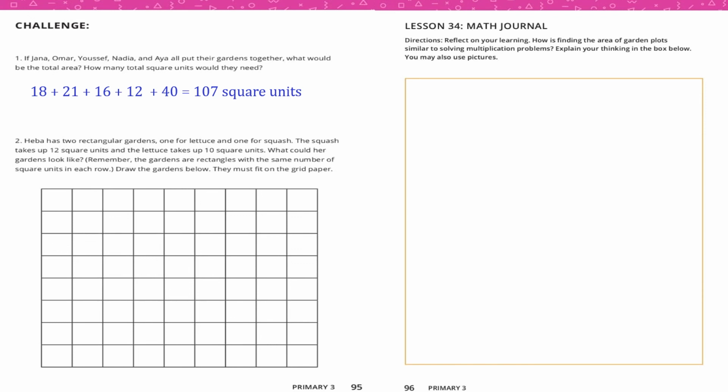First, the garden which is 12 square units, what will it look like? Here we have the total area, the total number of squares. So 12 will be what times what? If we say we have 2 rows, 2 times what equals 12? 2 times 6. So we will have 2 rows times 6. Each row contains 6, like this. And the total area will be 12 square units, 6 times 2.